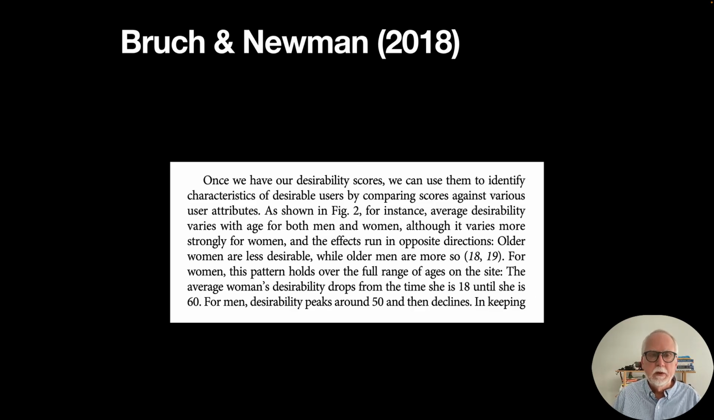This is a conclusion from the Brooks and Newman study from 2018. They say, once we have our desirability scores, we can use them to identify characteristics of desirable users by comparing scores against various user attributes. As shown in Figure 2, for instance, average desirability varies with age for both men and women, although it varies more strongly for women and the effects run in opposite directions. Older women are less desirable, while older men are more so. For women, this pattern holds over the full range of ages on the site. The average woman's desirability drops from the time she's 18 until she's 60. For men, desirability peaks around 50 and then declines.